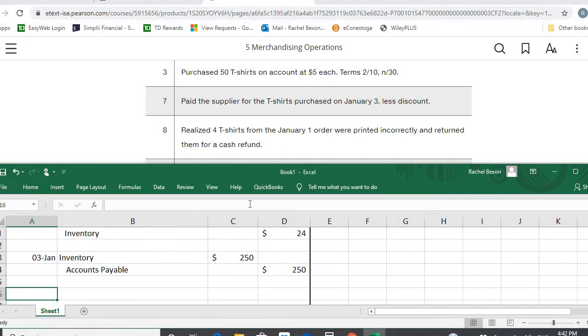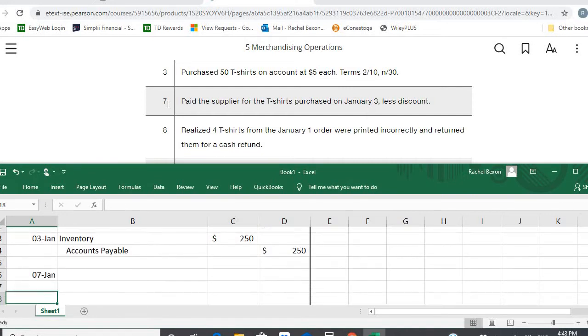On the 7th now, our next transaction, we're paying the supplier for t-shirts posted on January 3rd, less the discount. You should be able to figure out whether or not the discount applies based on the number of days that have passed. So if the purchase happened on the 3rd, and the payment happens on the 7th, and our terms are 2/10 net 30, that means if we pay in 10 days, we're going to get a 2% discount. Well, we are paying within 10 days. We're paying by the 7th, which is quite quickly, which means the amount that we're going to pay will be less than the amount we owe.